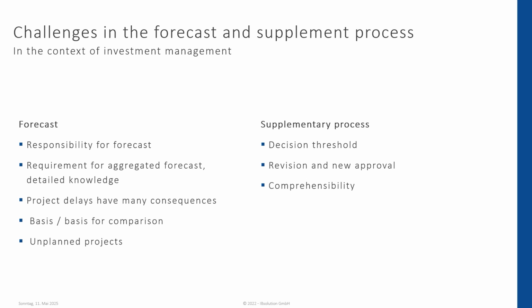There's also comprehensibility. How can we track and make sure that the investment we're approving is a supplement and not just an adjusted investment? How do we make this clear in reports later? One also has to allow minor adjustments to the projects, not just the key figures.